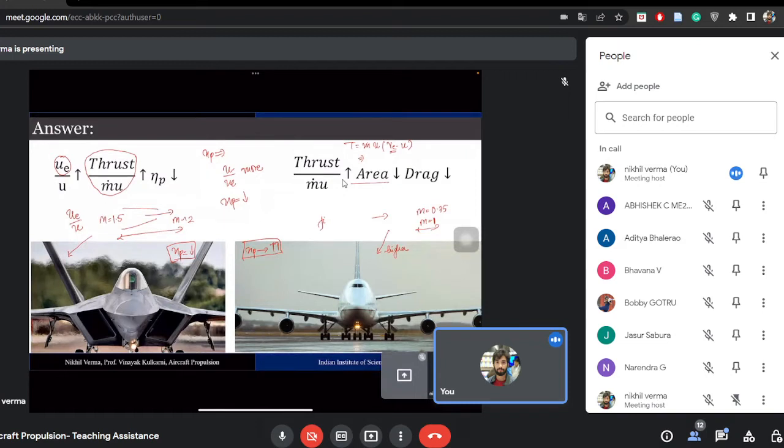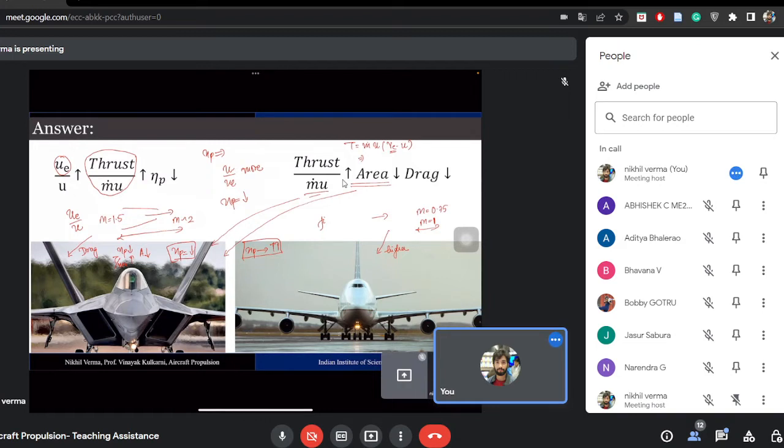So you have higher thrust per m dot for a fighter jet. Therefore, the area is lower for this case, and the efficiency is lower. Thrust per m dot is higher, so therefore the area is lower, and also the drag force is lower. Drag force basically represents how much area you have. The higher the area, the higher the pressure drag force.